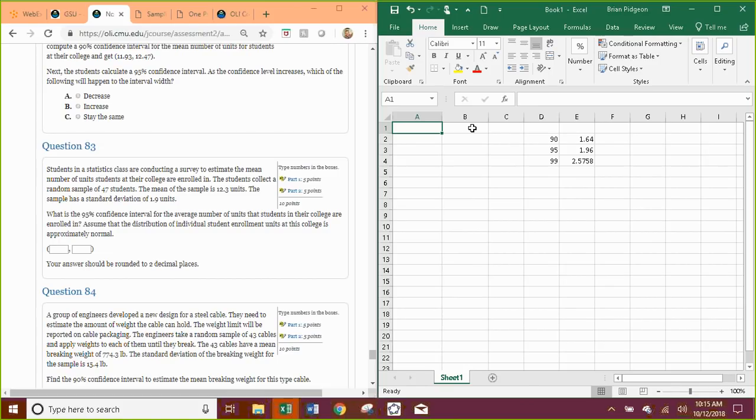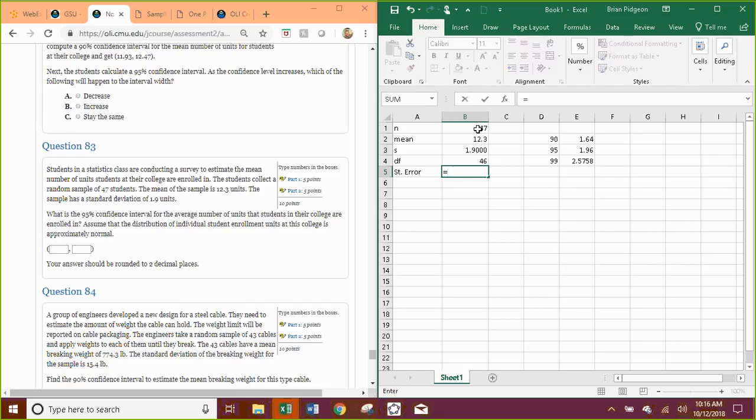All right. So students in a statistics class are conducting a survey to estimate the mean number of units students at their college are enrolled in. The students collect a random sample of 47 students. So n is 47, the mean is 12.3, and the sample has a standard deviation of 1.9. So we're using the sample standard deviation, which means we're going to use the t distribution, which means we need to first compute the degrees of freedom, which is our sample size minus 1.